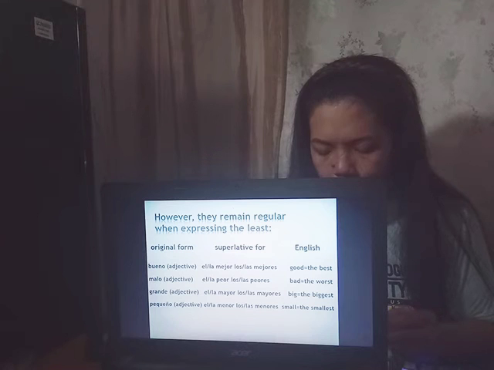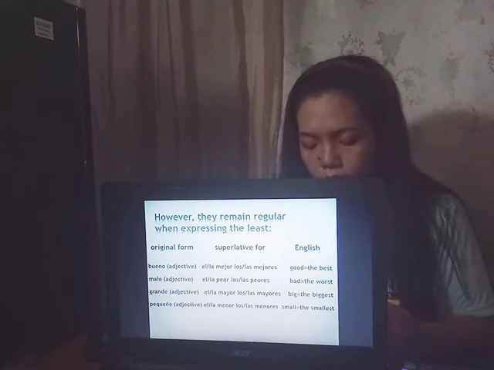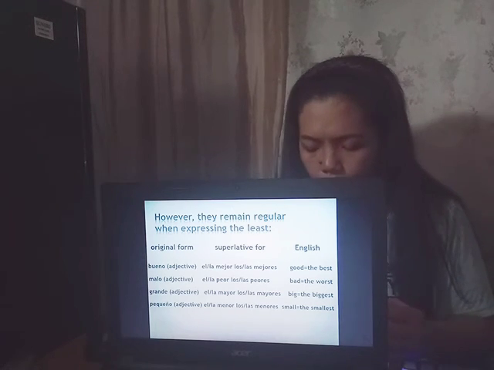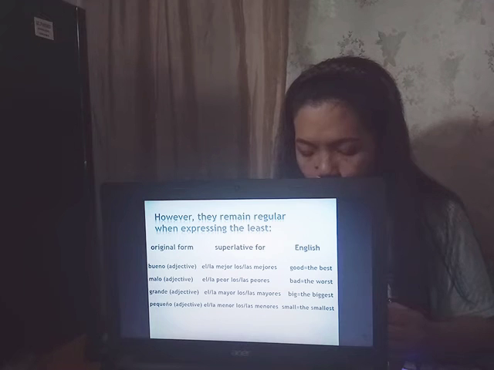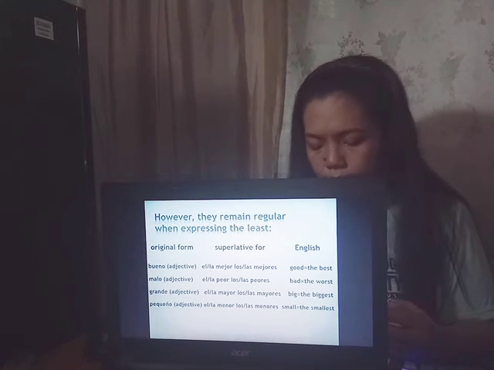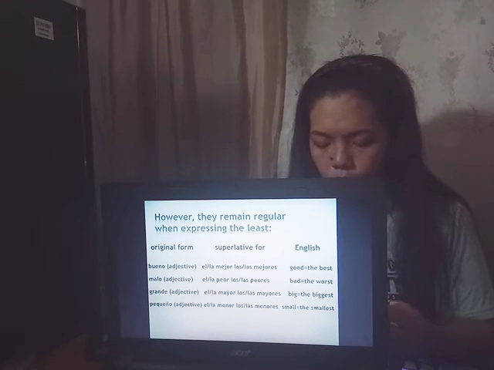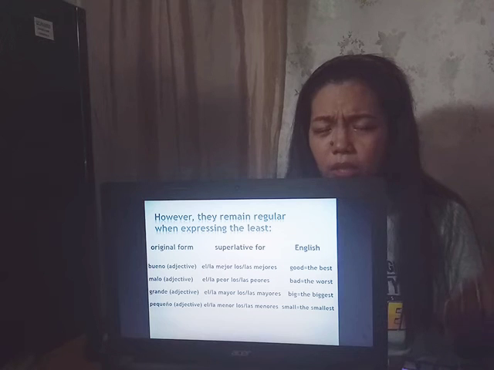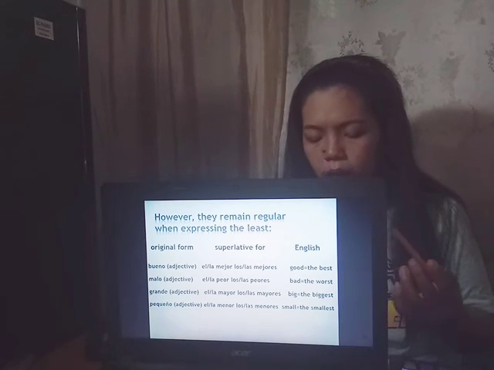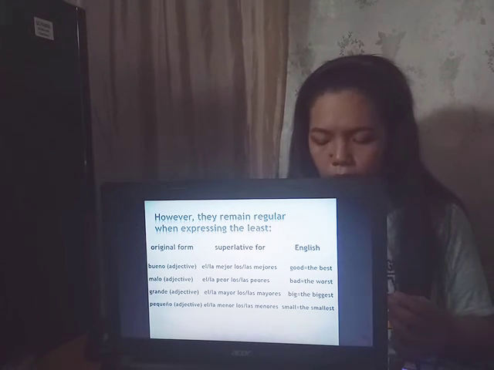Next one is malo. Malo in Spanish means bad in English, or it will become worse. In Spanish it will be peor: el la peor, los las peores. If it's plural you will add s. So masculine, el, la for feminine, then you just add peor, then los, and then las, and then peores.